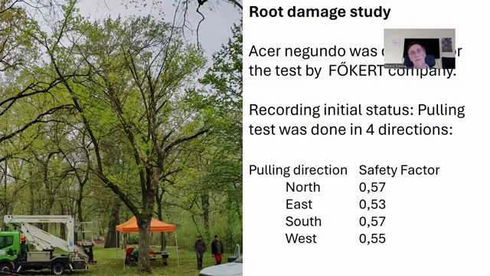Next day, we got a tree from the FAKOPP company. This company is taking care of all the trees in Budapest. An Acer negundo tree. It's partly died, as you see in the crown. And first, we measured the safety factor for 4 directions, north, east, south, and west, and we got an almost uniform safety factor. It is a pretty nice result and a good selection for testing the root damage study.